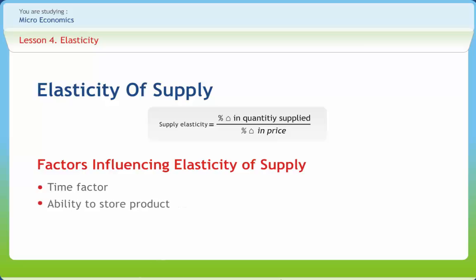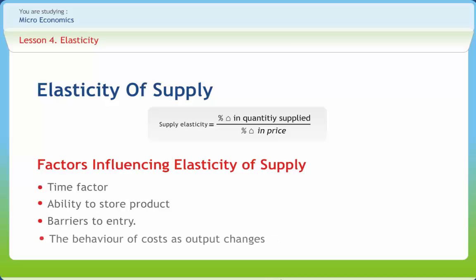Ability to store the product. Products which can be stored for longer periods are more able to react to price rises by releasing stocks or to price falls by building up stocks. Barriers to entry. Some industries restrict the entry of new firms into the market, and this influences the responsiveness of supply to changes in price.